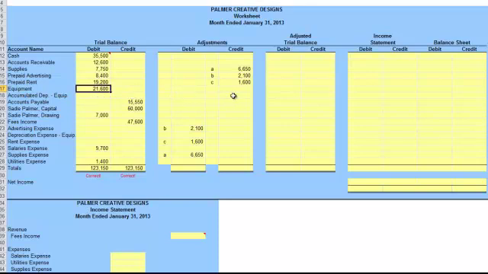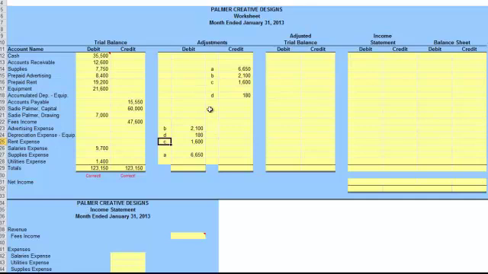So I'm going to go over here and credit accumulated depreciation $180. I'm going to label that adjustment D. And then I'm going to go down to depreciation expense and debit it for $180 and label it D. And that just tells me that $180 I've lost in value from just the use of my equipment. It's a non-cash expense, but it's a real expense because it costs the company in value.